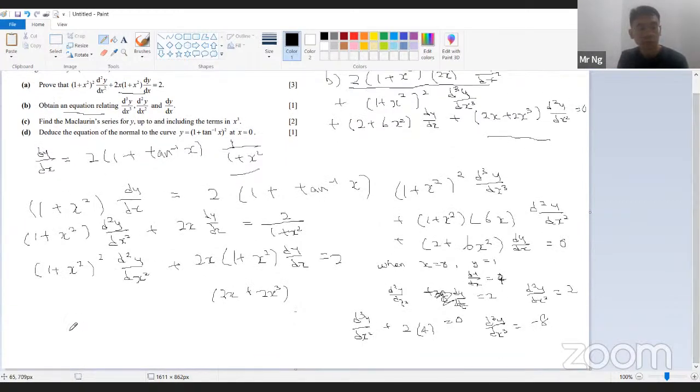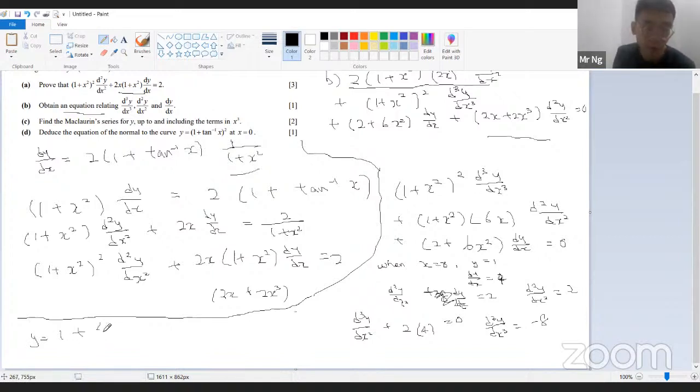So my Maclaurin series expansion including x cubed: y equals f, then plus dy dx, dy dx is 4, then x, then plus x squared, 2 over 2 factorial, so nothing, then plus minus 8 over 3 factorial, minus 8 over 6, so minus 4 over 3, then x cubed. And this should be it.